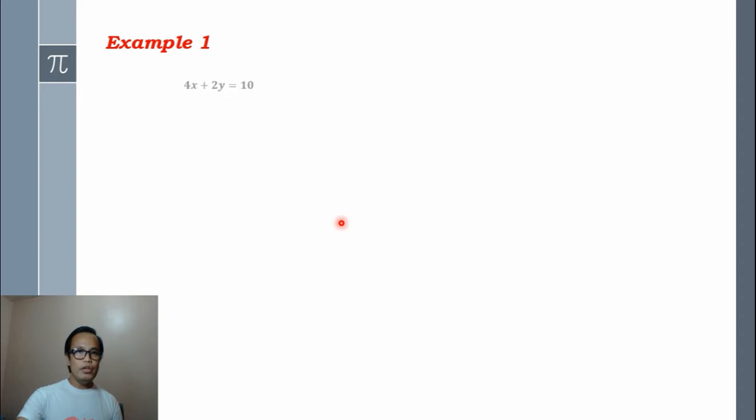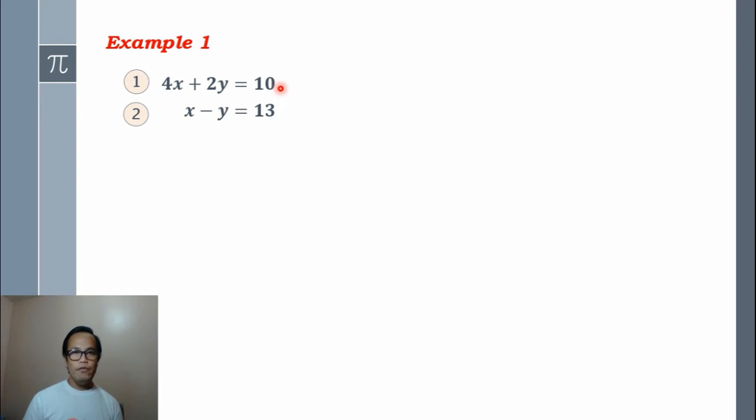For example, you are given this set of equations. We will have 4x plus 2y equals 10 and x minus y equals 13. We will name the first equation as equation 1 and the second equation as equation 2. Now to solve systems of linear equations in two variables by comparison, first things first, we need to decide which variable we are going to solve first.